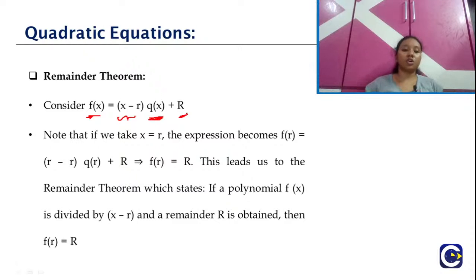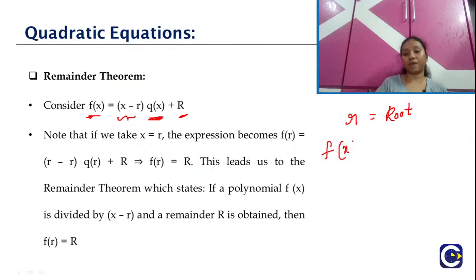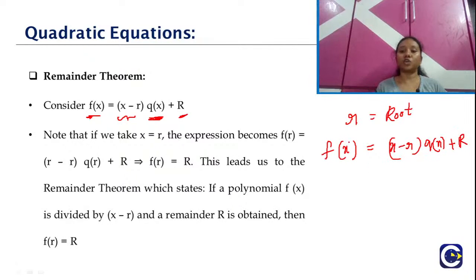Right. So if we take the x value equal to r, how will my expression change here? My r here is nothing but my root, or the solution of the equation. Now, according to my factor theorem, I have an expression something like this: f of x is equal to (x minus r) into q of x plus R. So if in place of x, I substitute my root, that is f of r.